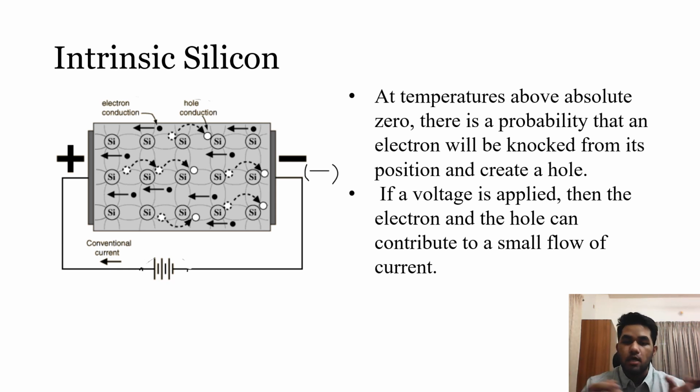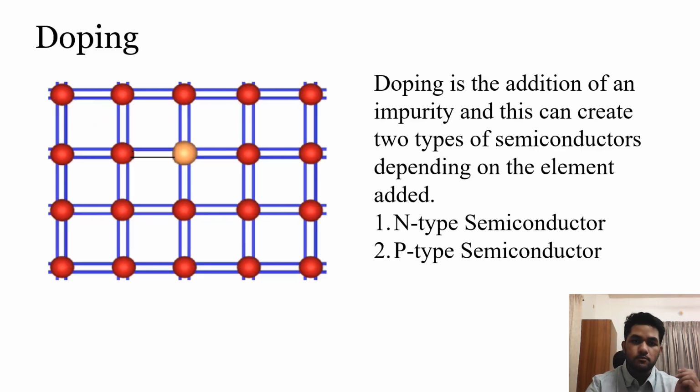What does a hole mean? A hole is not actually a subatomic particle, the way we know the electron is. We can define a hole as an absence of electron. So if a voltage is applied, then the electron and the hole can contribute to a small flow of current.